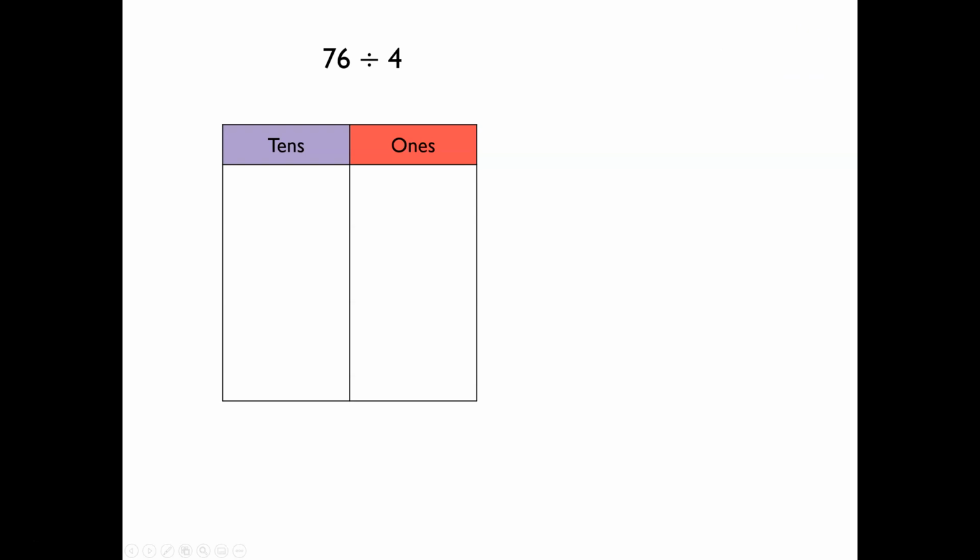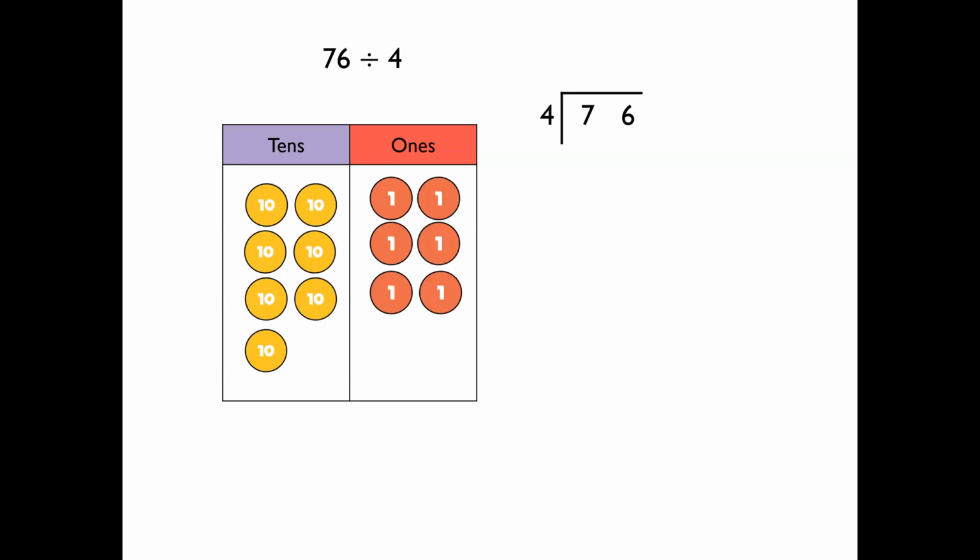As before, I write the formal written method and place the counters onto the place value grid just to help us see what's going on. We begin by asking how many groups of 4 tens can be made from 7 tens. Well, that's easy, we can see just 1. We record this in the formal written method above the 7. In the tens place, we can see that there are 3 tens remaining.